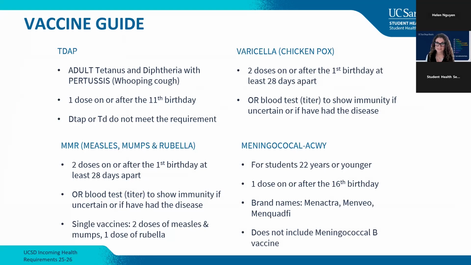In terms of the specific vaccines, the first vaccine is Tdap, which is adult tetanus, diphtheria, and pertussis. Pertussis is commonly known as whooping cough, and that is what we are trying to prevent. Highly contagious, and there are outbreaks in countries without this vaccine quite frequently. We want you to have had one dose of this on or after your 11th birthday.